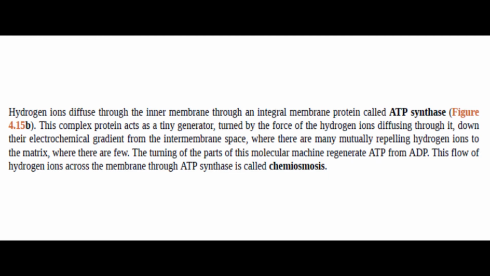Hydrogen ions diffuse through the inner membrane through an integral membrane protein called ATP synthase. This complex protein acts as a tiny generator turned by the force of the hydrogen ions diffusing through it down their electrochemical gradient from the intermembrane space, where there are many mutually repelling hydrogen ions, to the matrix where there are few. The turning of the parts of this molecular machine regenerates ATP from ADP. This flow of hydrogen ions across the membrane through ATP synthase is called chemiosmosis.